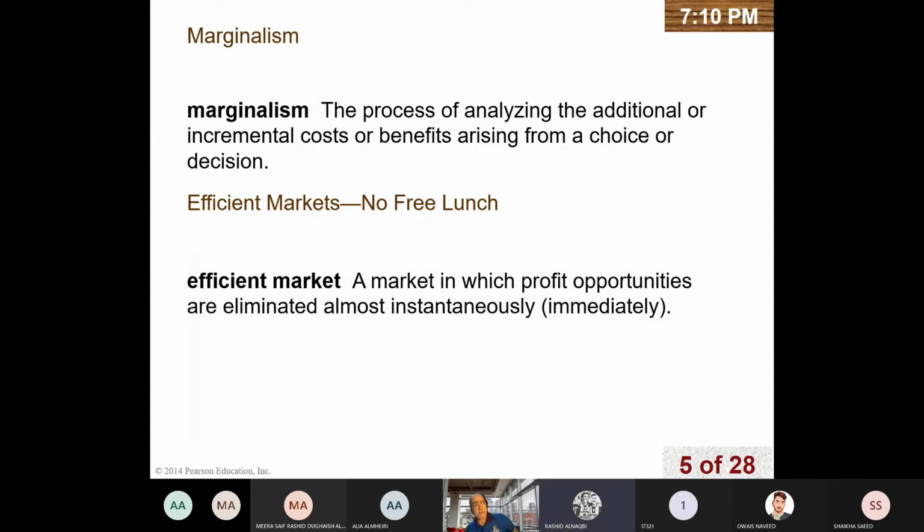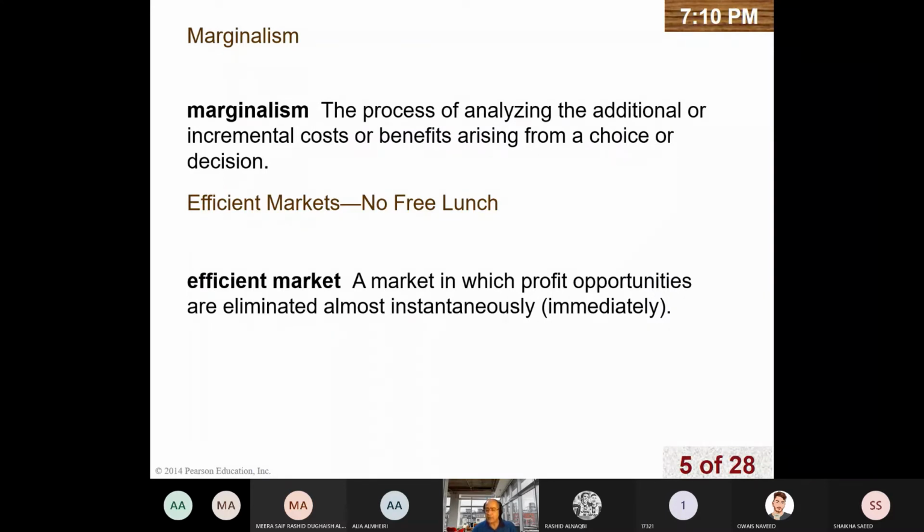A market in which profit opportunities are eliminated almost instantaneously, immediately. Okay, so what's the efficient market? A market in which profit opportunities are eliminated immediately.